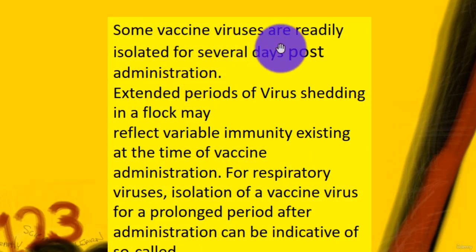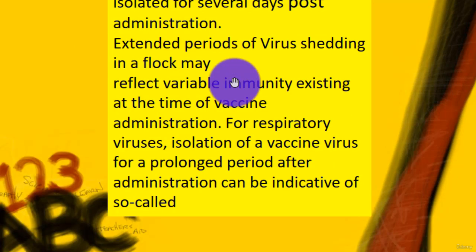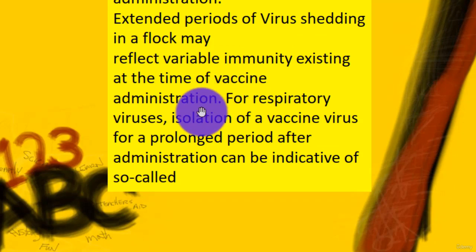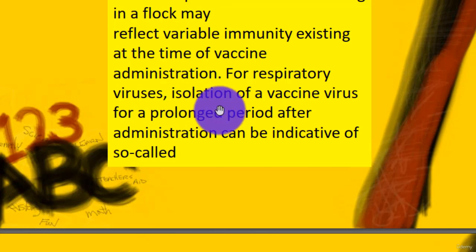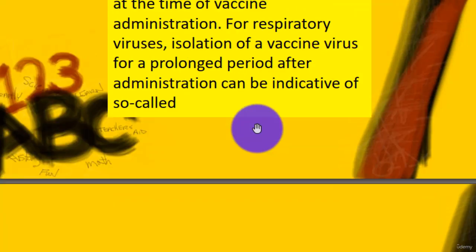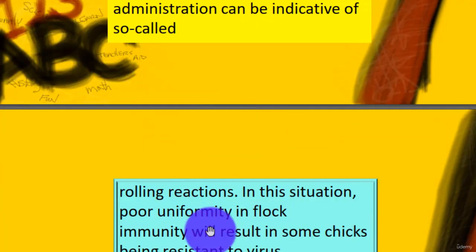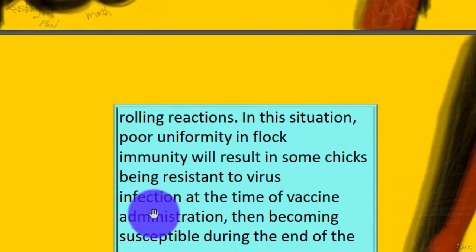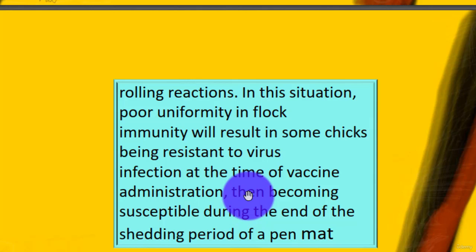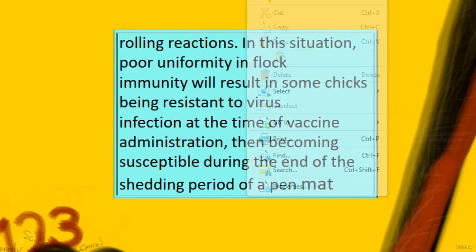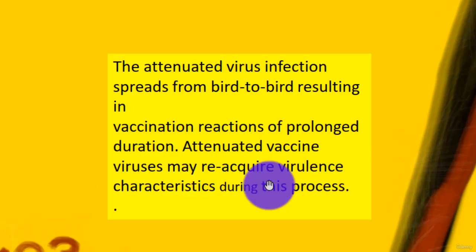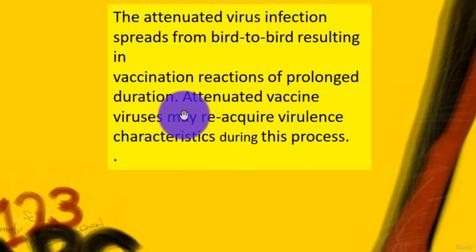Some vaccine viruses are readily isolated for several days post-administration. An extended period of virus shedding in a flock may reflect variable immunity existing at the time of vaccine administration. For respiratory viruses, isolation of vaccine virus for a prolonged period after administration can be indicative of a so-called rolling reaction. In this situation, poor uniformity in flock immunity will result in some chicks being resistant to virus infection at the time of vaccine administration. Then the attenuated virus infection spreads from bird to bird, resulting in a vaccination reaction of prolonged duration.